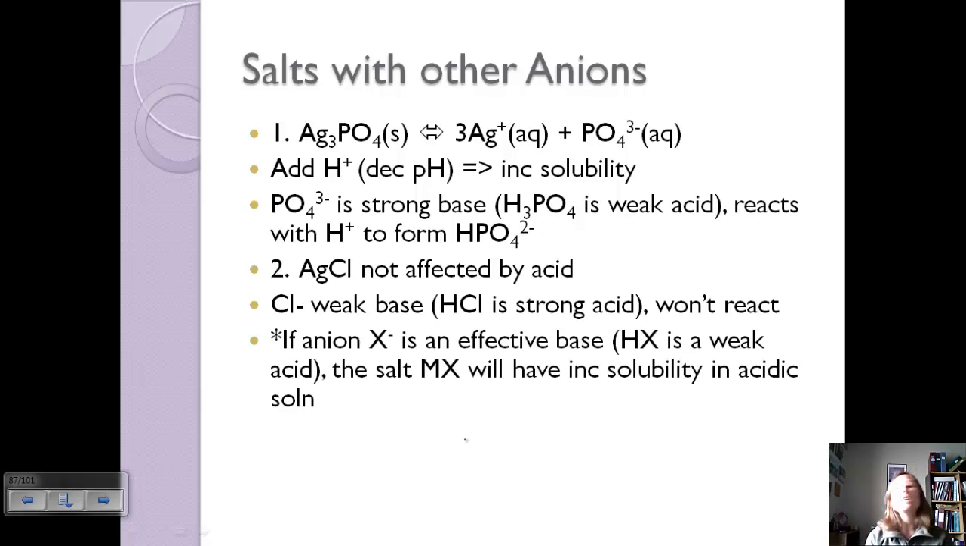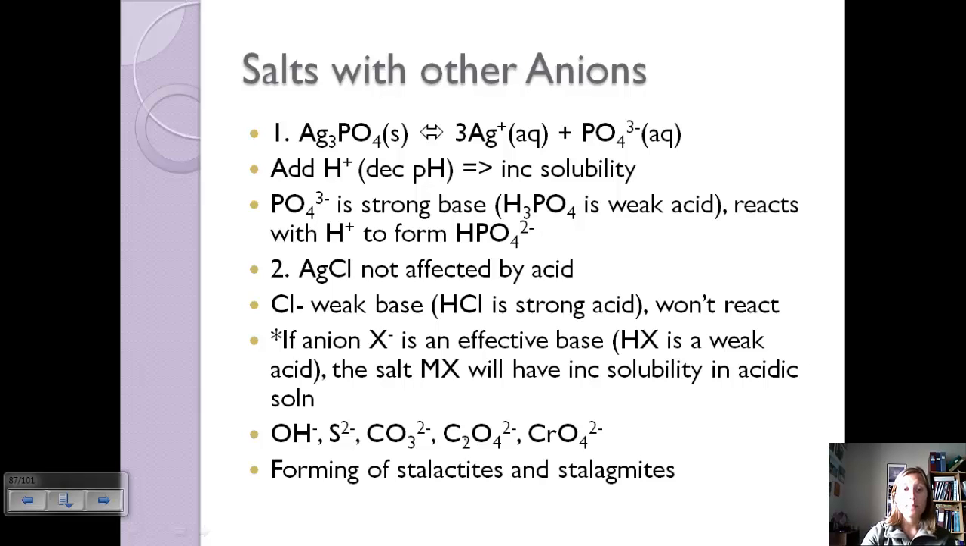So in general, if the anion, X-, is an effective base, which means it's the conjugate base of a weak acid, then the salt, MX, will have increased solubility in acidic solutions. So if you decrease the pH, make the solution acidic, the solubility will increase. Some common ions that this works with are hydroxide, sulfide, CO3 2-, C2O4 2-, and chromate, CrO4 2-.